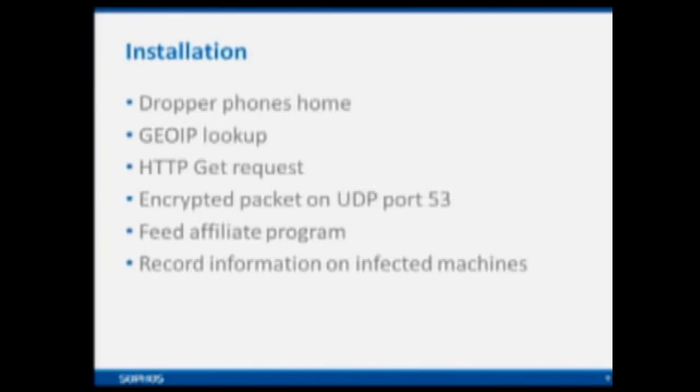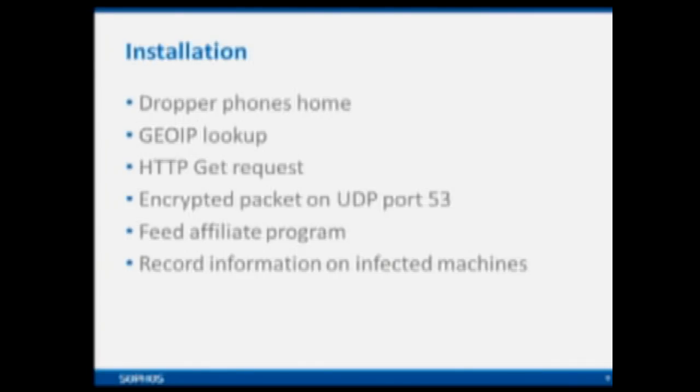So let's look at what happens at installation. Essentially, each dropper phones home with certain information about the infected machine during installation. There are two techniques used. The first is an HTTP GET request, and the second is by encoding a packet of data and sending it out on UDP port 53. So it's designed to look like DNS traffic. The purpose of this data is to feed the affiliate program, which is used to distribute Zero Access.